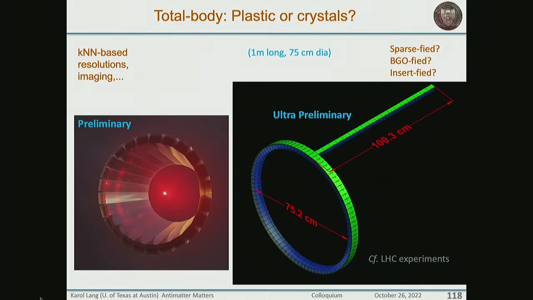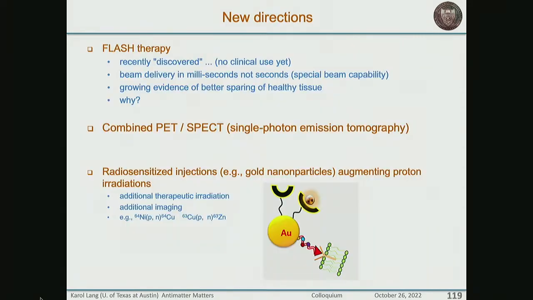Since then, we know that plastic is perhaps not the best way to go, and we believe that perhaps for a total body scanner, you don't need to have time of flight. Maybe you can do better. So there are other ideas of how to have a high sensitivity for the total body, but construct it as inexpensively as using plastic. The easiest way is to use so-called BGO crystals, which are a lot cheaper. So there are other directions that one can pursue in the future.